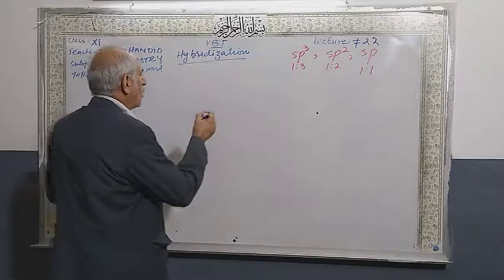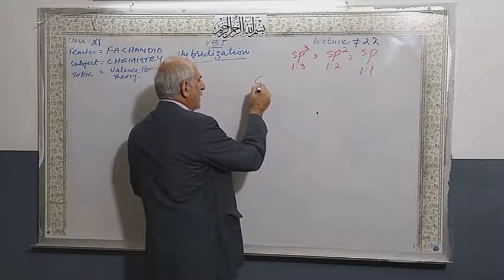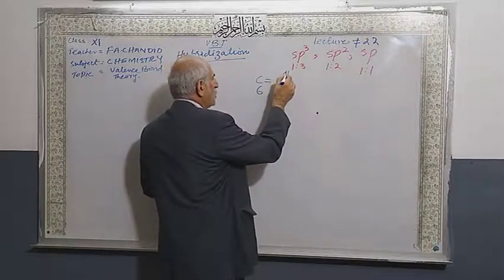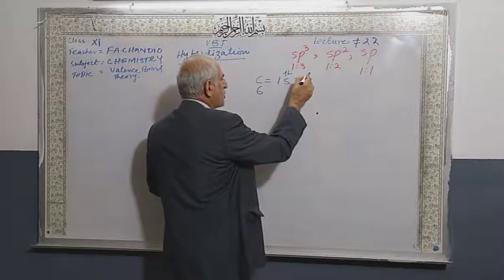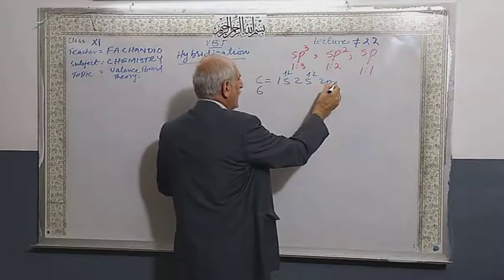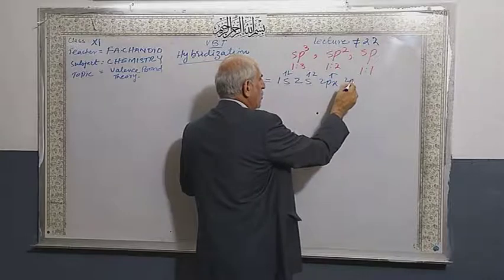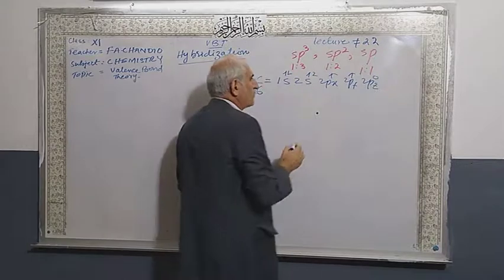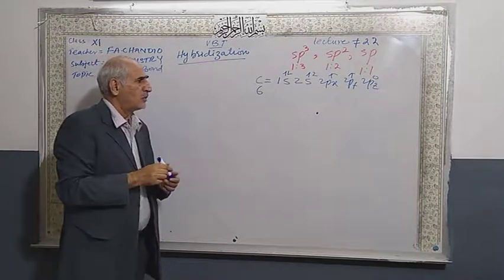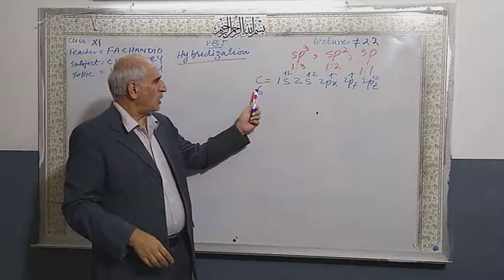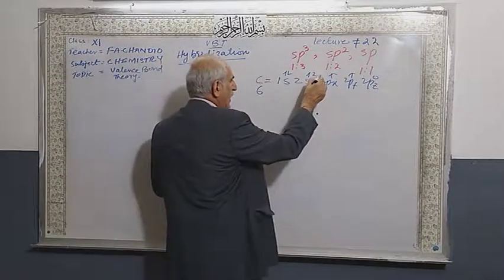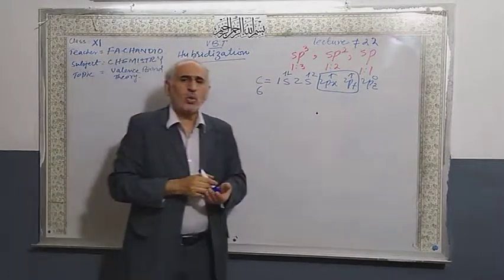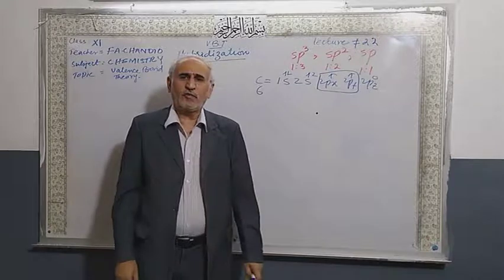Carbon is not going to be followed. The reason is that carbon is atomic number 6: 1s2, 2s2, 2px1, 2py1 and 2pz0. So according to this electronic configuration, you can see there are only 2 electrons which are partially filled.